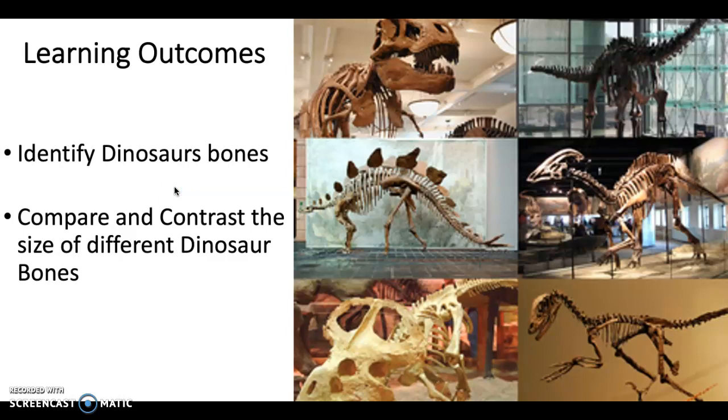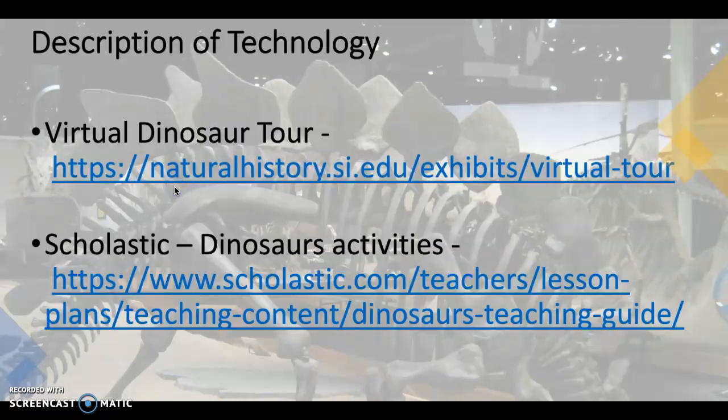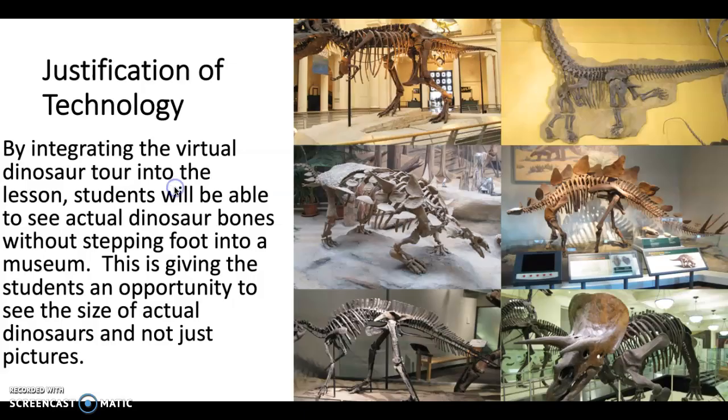The learning outcomes for this lesson would be to identify the dinosaur bones and compare and contrast the size of the different dinosaur bones that they might have seen at the museum during the virtual tour. The description of the technology that the students will be using is the virtual dinosaur tour from the Smithsonian Museum of Natural History, and the Scholastic Dinosaur Activities.